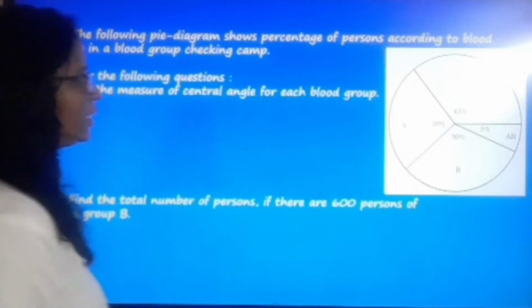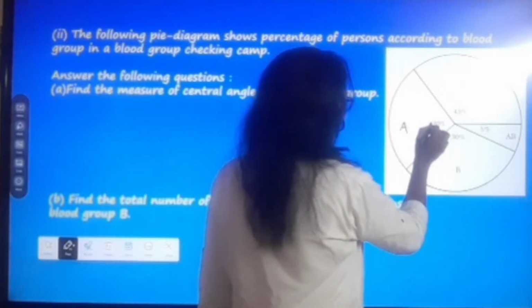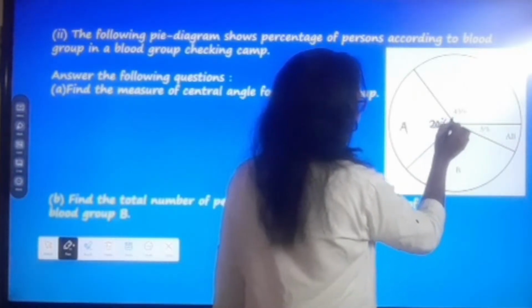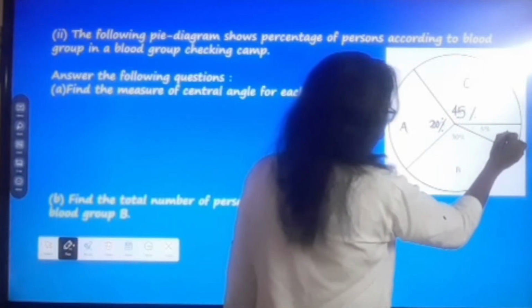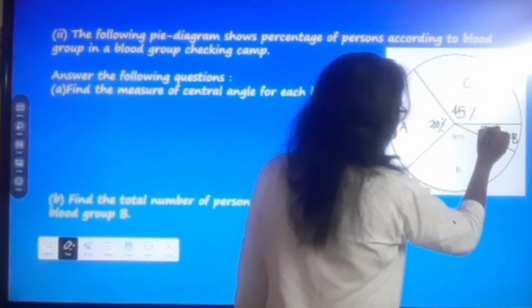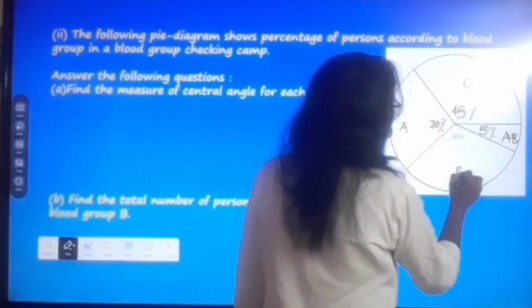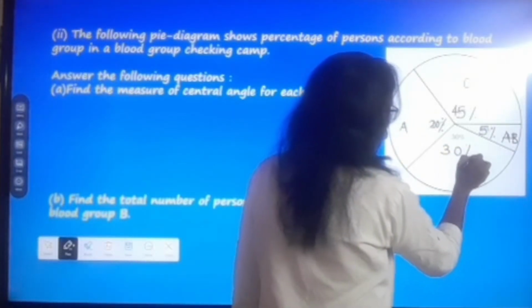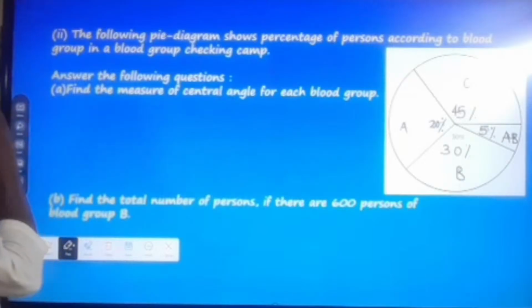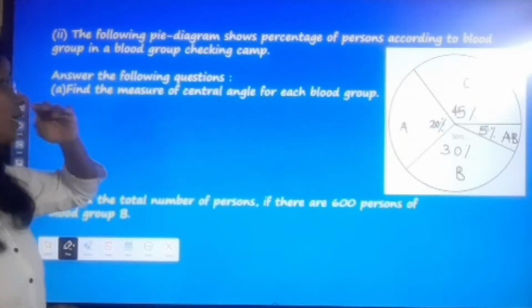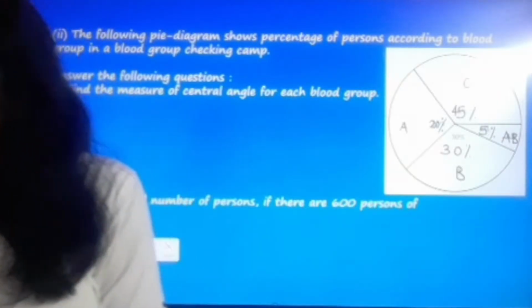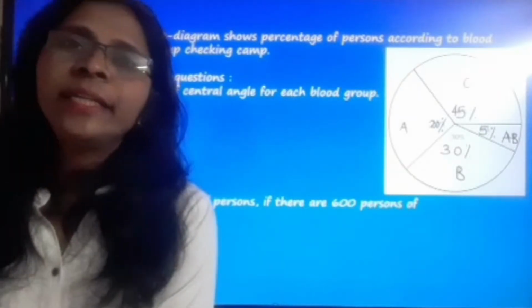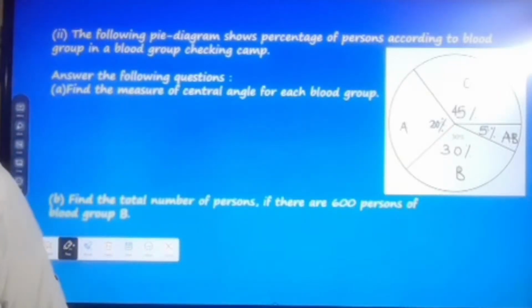Yes students, so first we see that this is blood group A and 20% persons are there. O group, that is 45%. Then AB, that is 5%. And for B blood group, that is 30%. So now find the measure of central angle for each blood group, students. So first I write down the central angle for blood group O.